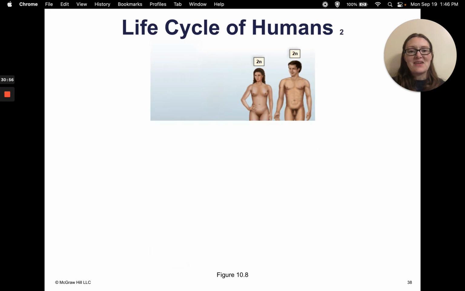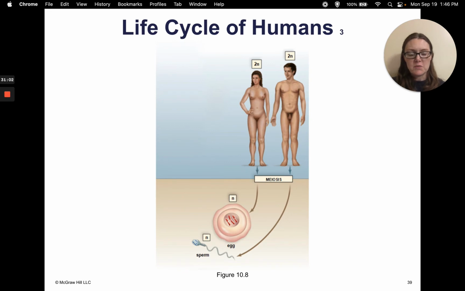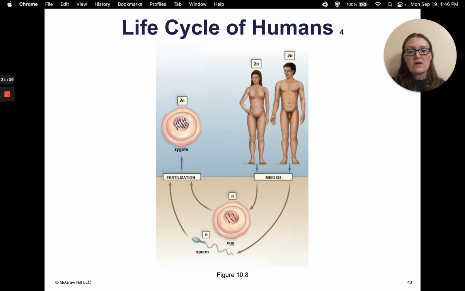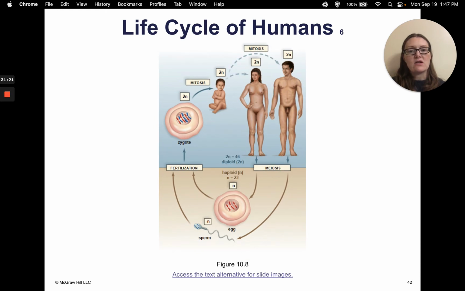All right, so here we can see how the process works. The male produces the sperm through spermatogenesis. The female produces the egg through oogenesis. The two are fertilized, making a diploid. So the egg is haploid, the sperm is haploid. The two are fertilized to make a diploid. And then that is going to produce a diploid organism. And then, of course, the cycle is going to repeat once the organism develops and grows.